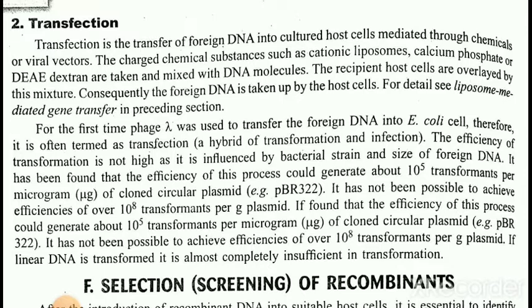It has been found that the efficiency of this process could generate about 10^5 transformants per microgram (µg) of cloned circular plasmid, e.g. pBR322. It has not been possible to achieve efficiencies of over 10^8 transformants per microgram plasmid.